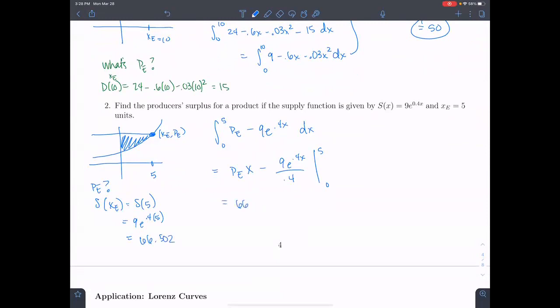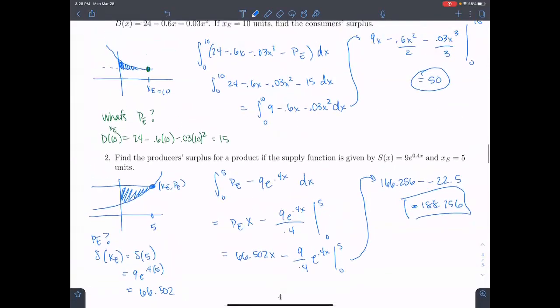So I have 66.502x minus 9 divided by 0.4 e to the 0.4x. And this is evaluated from 0 to 5. That's a lot of stuff happening there. When you do this, I have 166.256 minus negative 22.5. So 188.756. And that is the producer surplus.